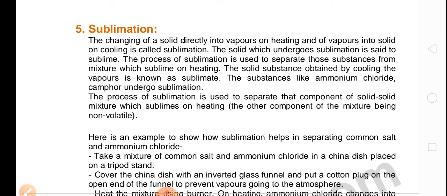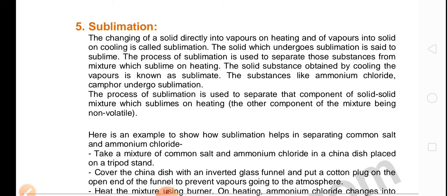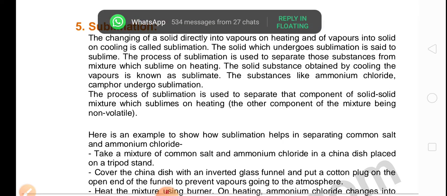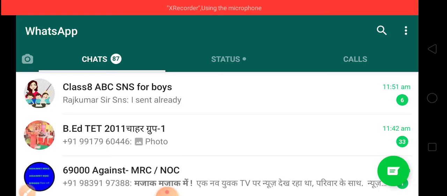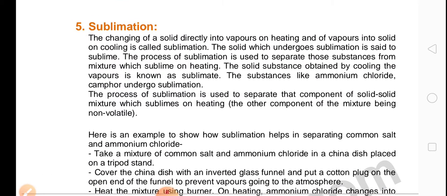Now the next one, sublimation. It is very important. Sublimation, you know what this is? This is also a separation method. We'll discuss it later.